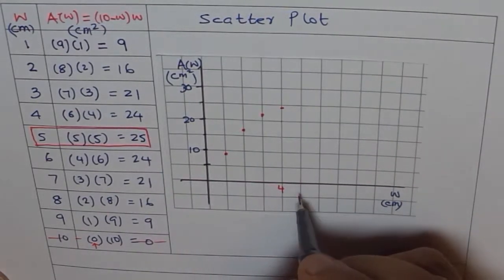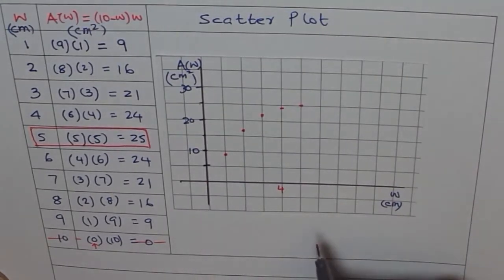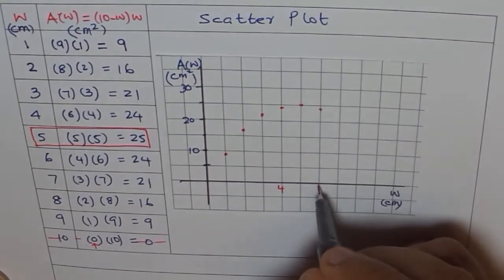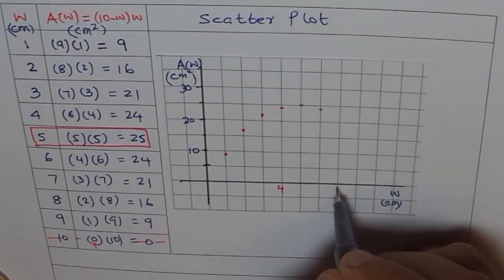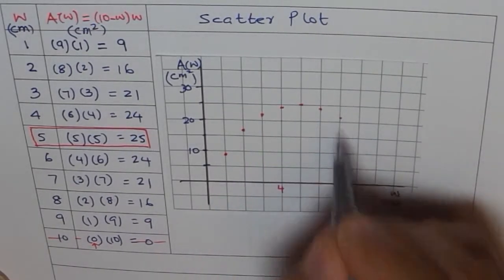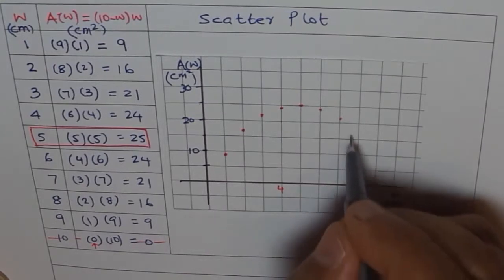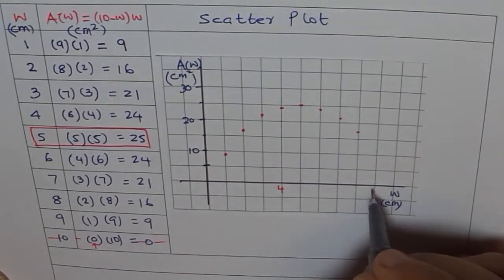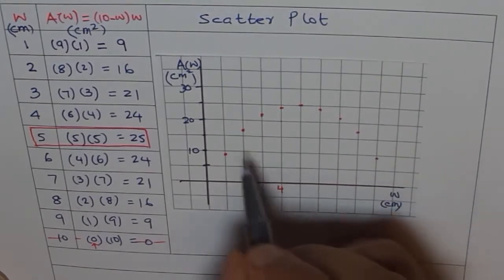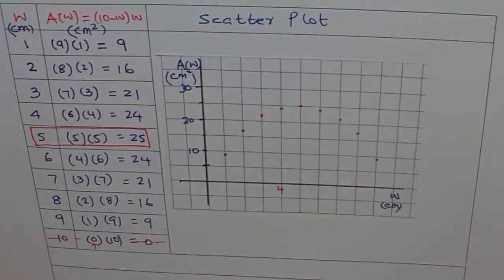And at 5, we have 25. So this is our 5 at 25, correct? And 6, it is 24. So that is 6 and 24. 7 is 21. 21 is here. You see they are symmetric, correct? At 8, it is 16. So we get 8 and 16. And at 9, we get 9, which is slightly below 10, correct? So this scatter plot which we have is kind of a parabola, correct?